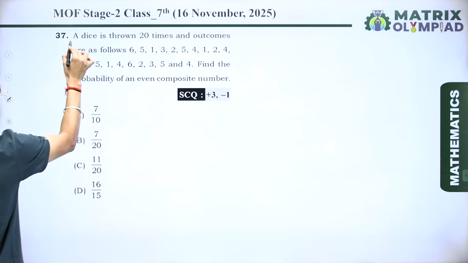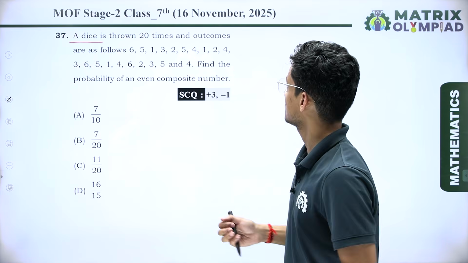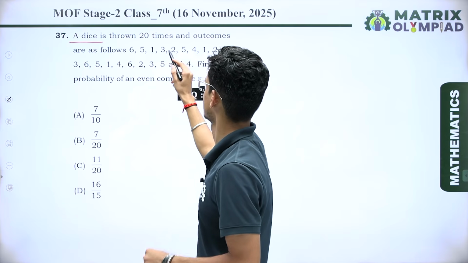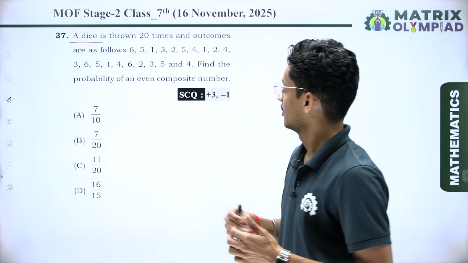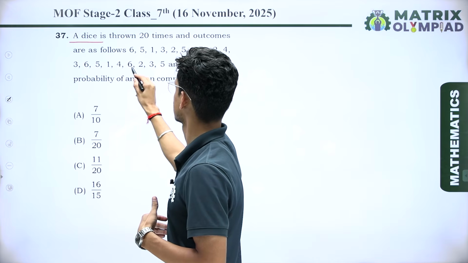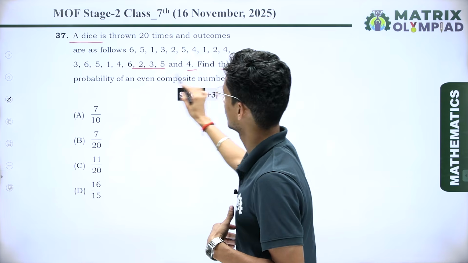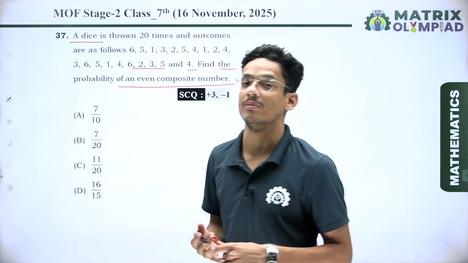Now if I talk about the next question, that is a dice is thrown 20 times and outcomes are as follows: 6 5 1, 3 2 5, 4 1 2, 4 3 6, 5 1 4 6, 3 2 5 and 4. Find the probability of an even composite number.